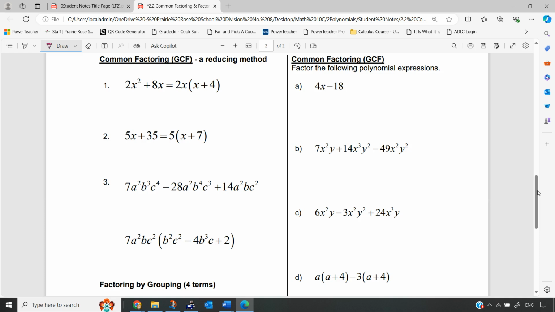When it comes to factoring, the first step that we do in all types of factoring is look for a greatest common factor. This is always the first thing that we do to check to see if we can reduce our polynomial.